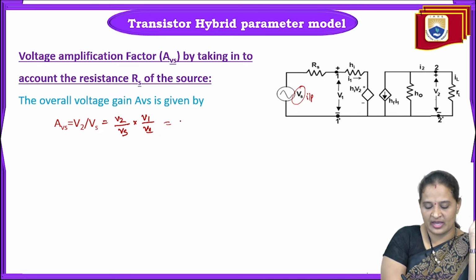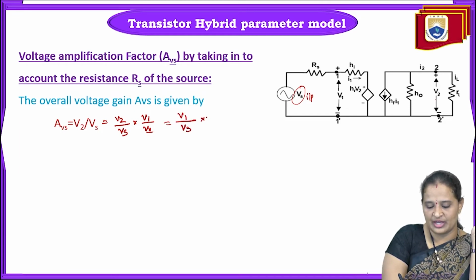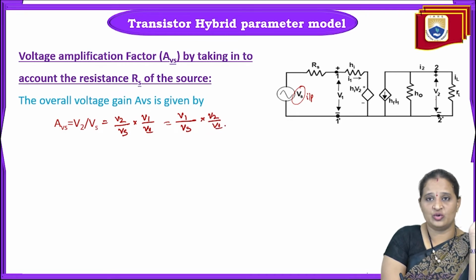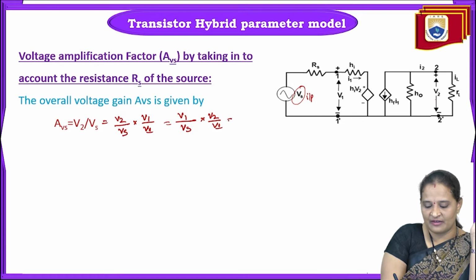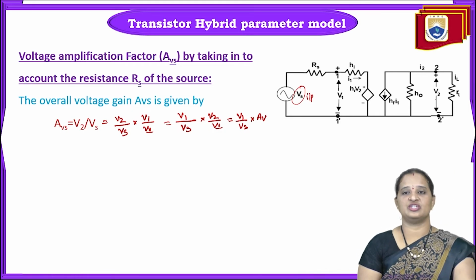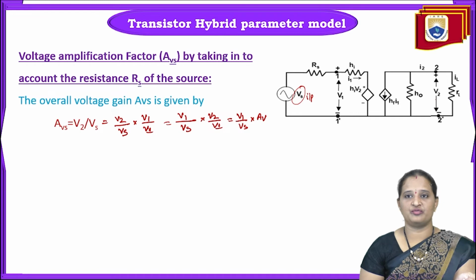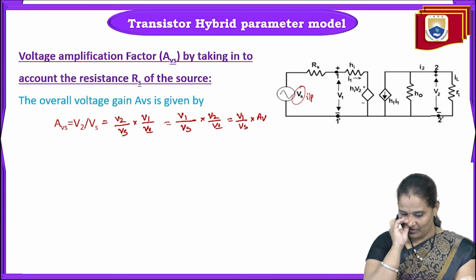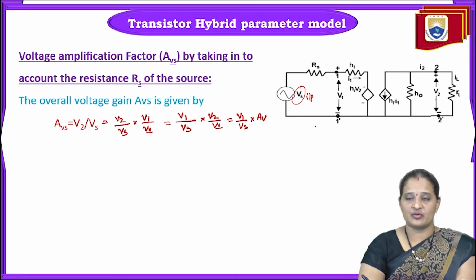Now I'm rearranging the terms: V1 divided by Vs into V2 divided by V1. We already know that V2 by V1 is nothing but AV. So V1 divided by Vs into AV, where AV is the voltage gain without taking Vs into effect. Now we need to find V1 divided by Vs, and for that we have to consider the equivalent circuit.